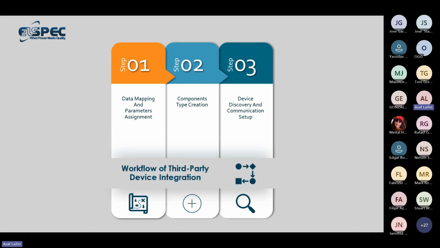The second step is the component creation. Once we have a mapping, we want to have only one map, but many or multiple components within PQSCADA Sapphire that use this map.